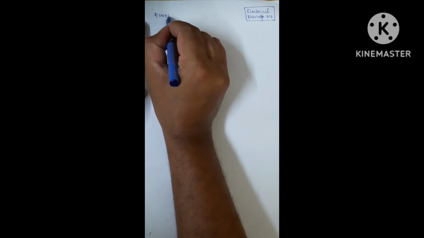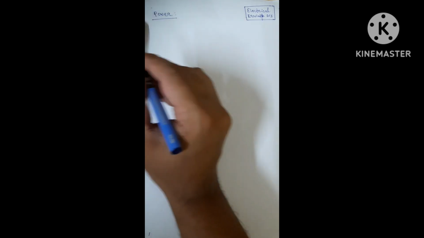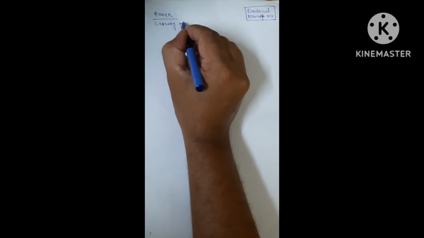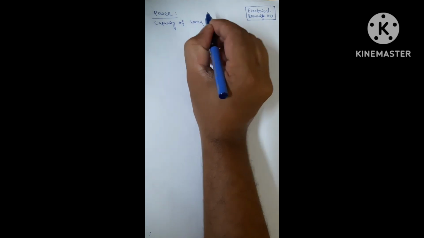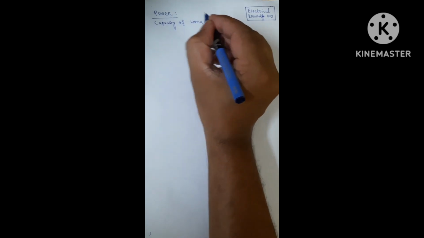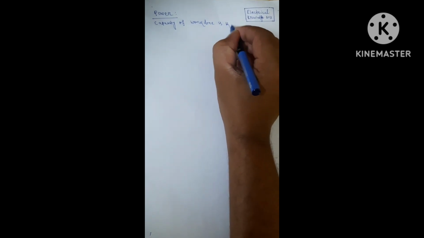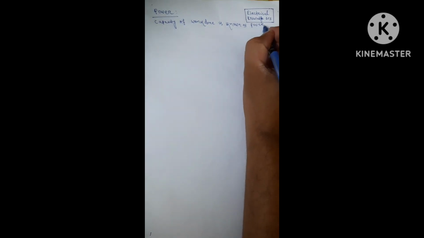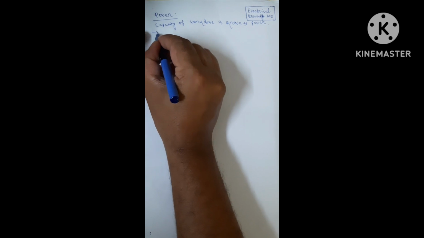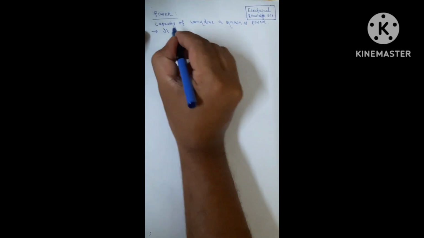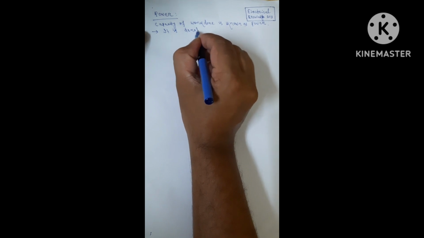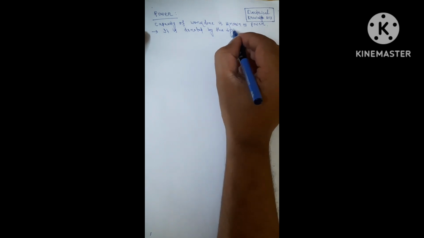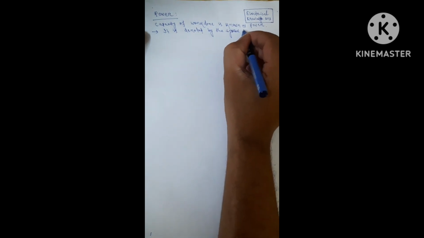Now this is power. Power is the capacity of work done. We know it as power. It is denoted by the symbol P.